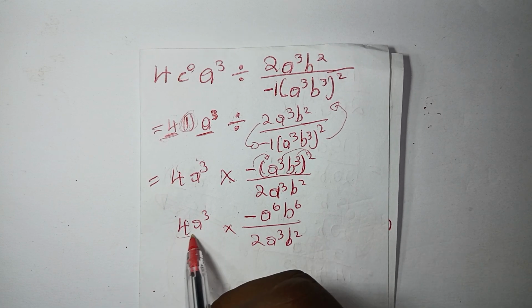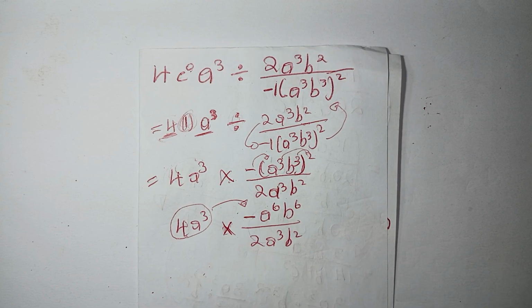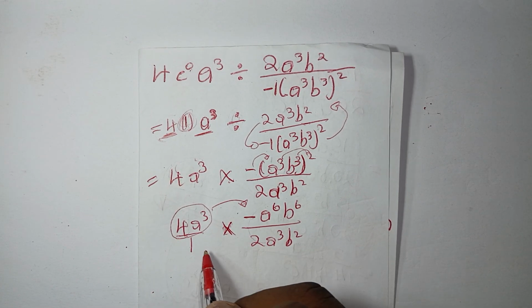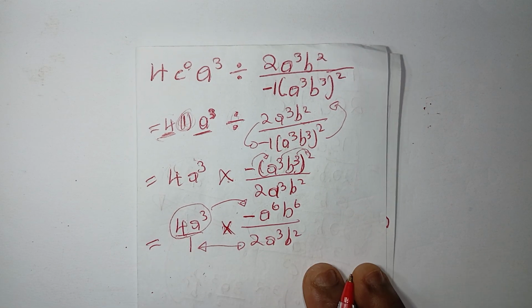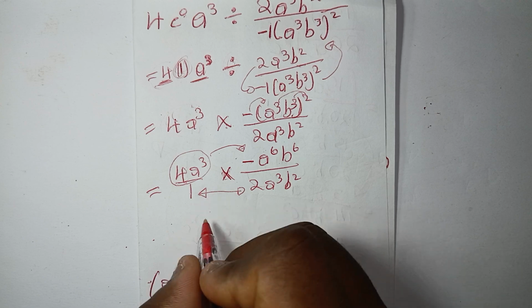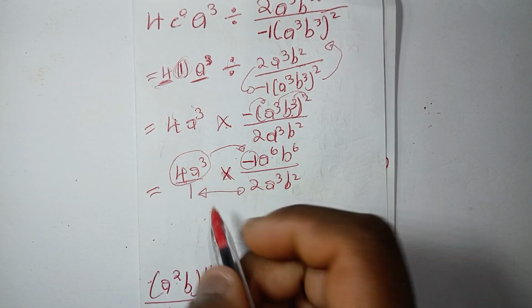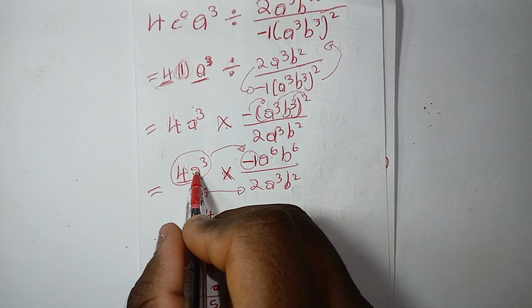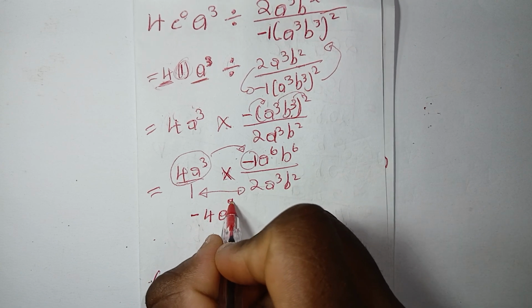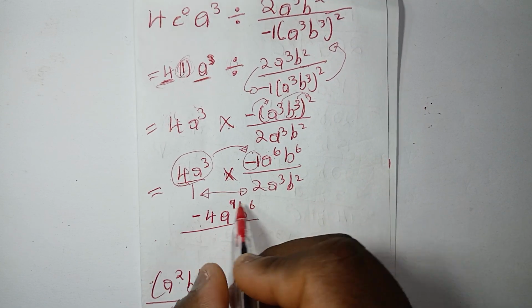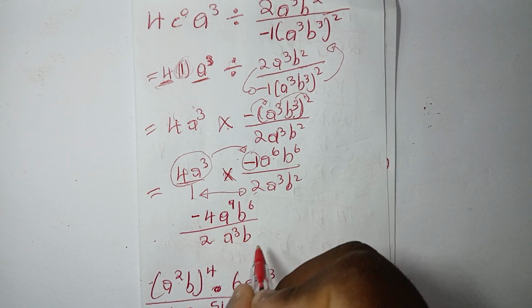4a^3. And anything which is not a fraction, when you multiply it to a fraction, it goes upwards, because here we have an invisible 1 that will multiply there. Do you see, guys? Meaning when I write it down, 1 will multiply by 4, it gives me minus 4. And this will multiply that one, I will add the exponent. 3 plus 6 is 9. And here it's b^6. And 1 multiplied by 2 is 2, and a^3 and b squared.